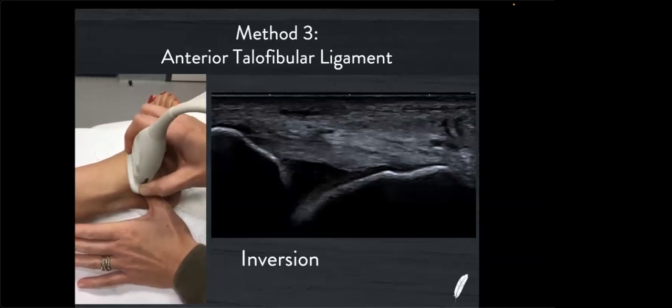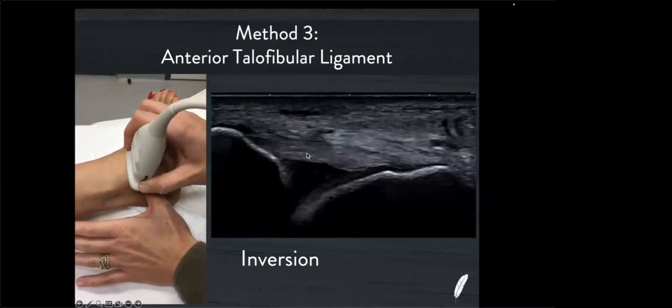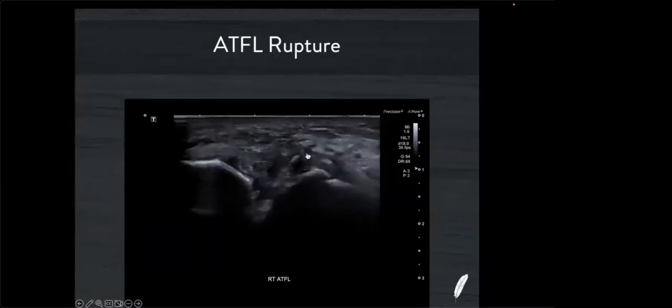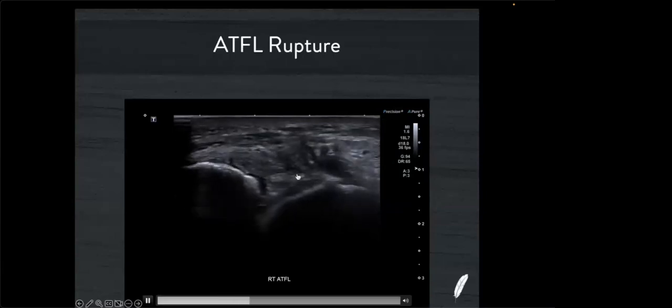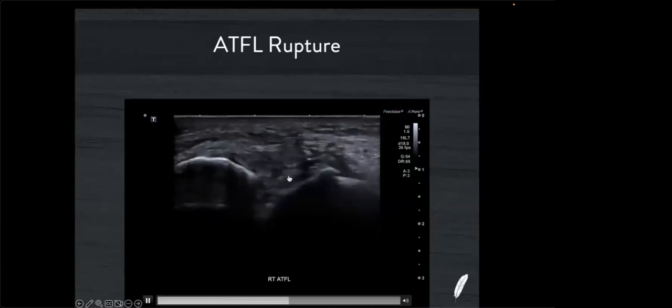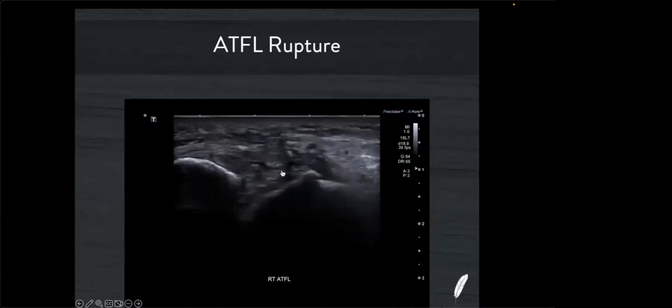This places you immediately on the ATFL, and the picture you can see here is exactly the picture that you can expect to see when you look up at the screen. These are examples of ATFL failures, and you can see the clefts here. I'm just using a bit of transducer pressure here, which is not the best method, I don't think, but it's a reasonable way to test the integrity of the ATFL.